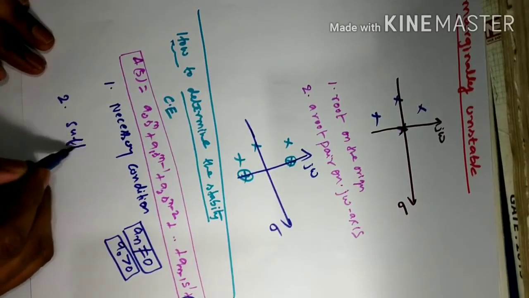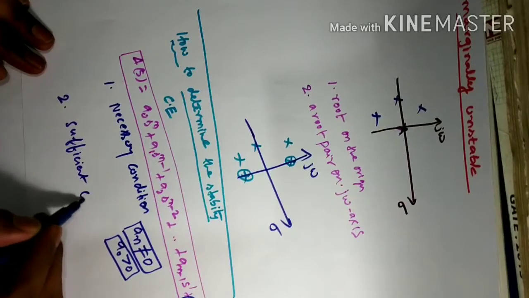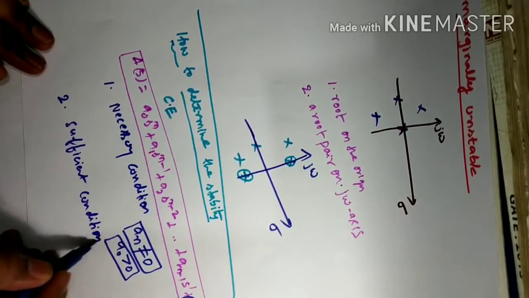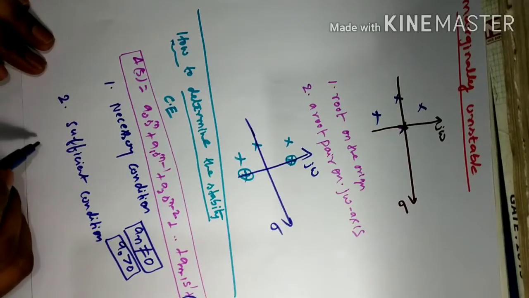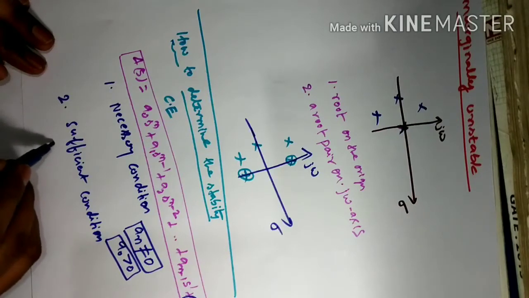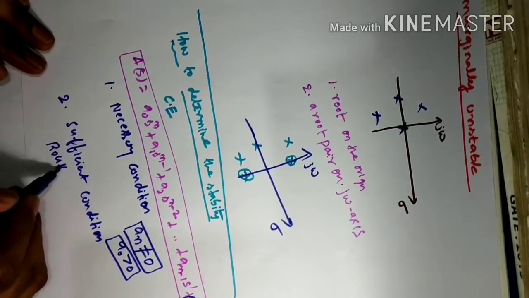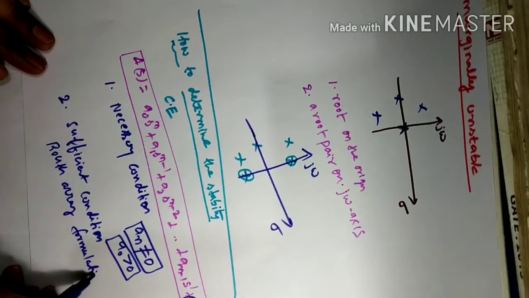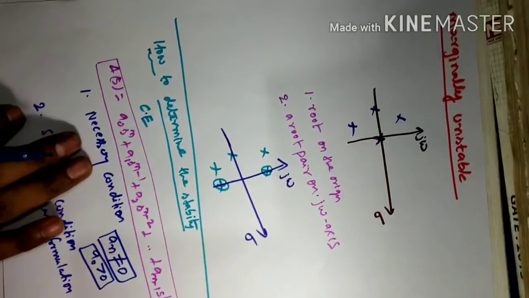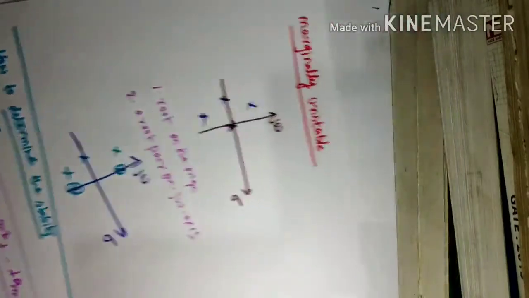So we have to find the sufficient condition. The sufficient condition can be found by Routh array formulation. So what is the Routh array formulation? We are going to see the Routh array formulation.